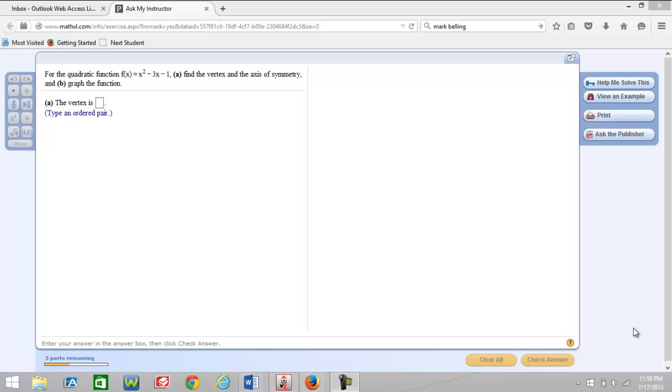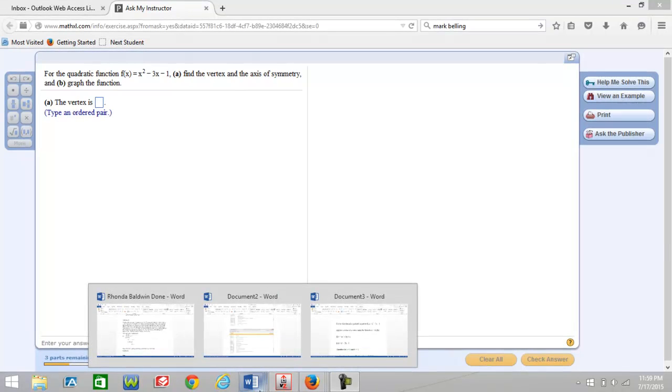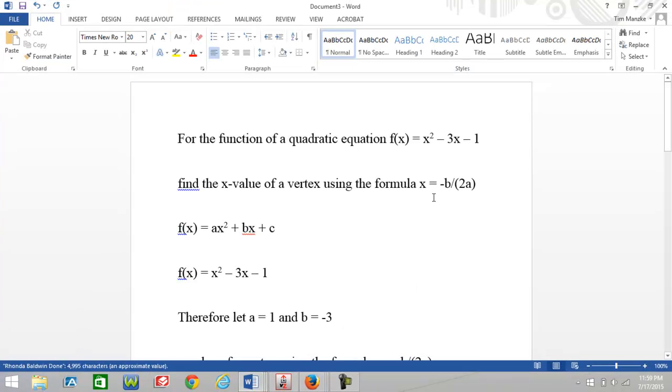I'm going to go through an example of finding the vertex and axis of symmetry of a quadratic function and then graphing it. First part is to determine the vertex. We're going to go to a Word document to take a look at this. We have the function f of x equals x squared minus 3x minus 1.